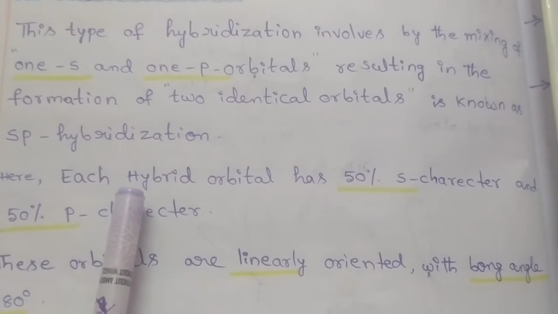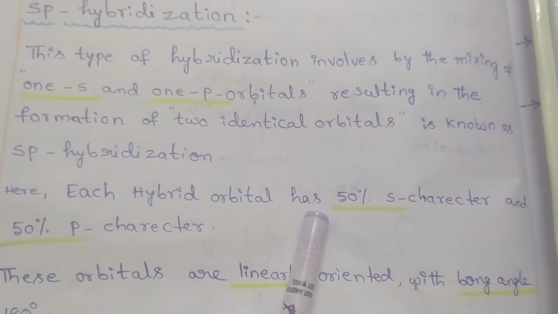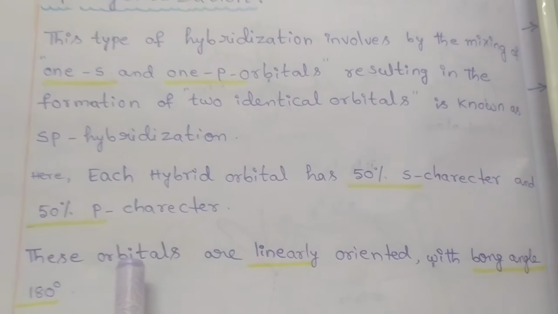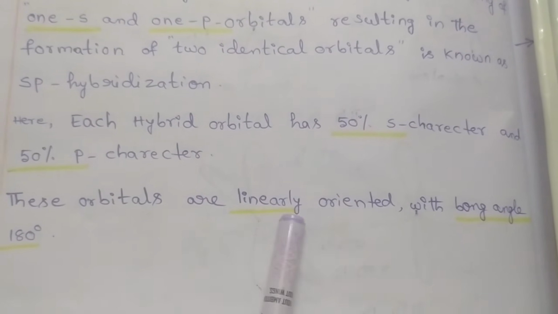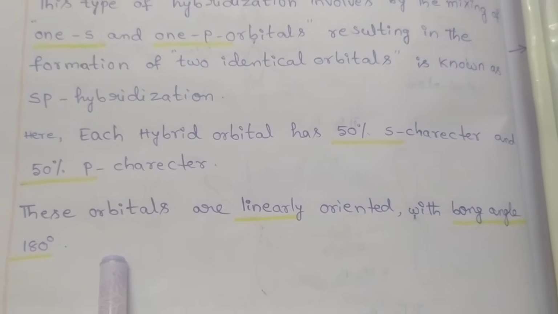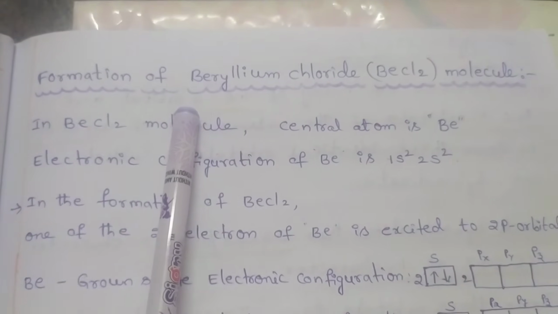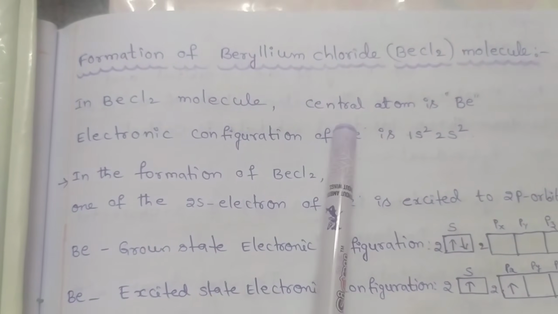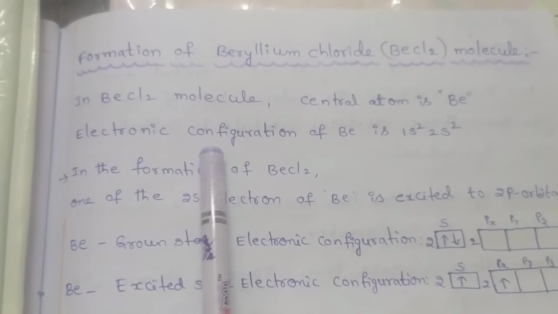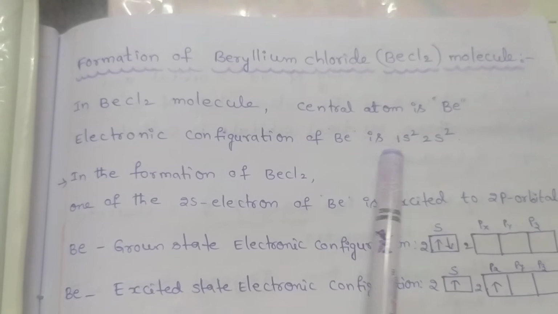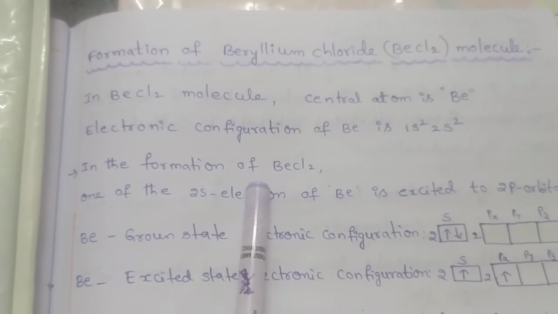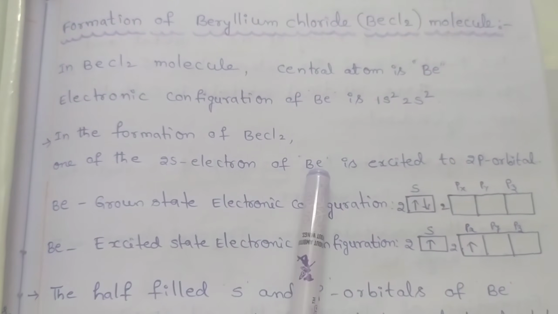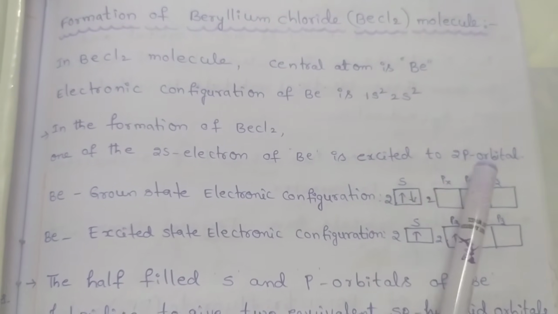In sp hybridization, each hybrid orbital has 50% s character and 50% p character. These hybrid orbitals are linear in shape with bond angle 180 degrees. Now we discuss the formation of beryllium chloride molecule. In beryllium chloride molecule, the central atom is beryllium. Its electronic configuration is 1s2, 2s2. In the formation of beryllium dichloride molecule, one of the 2s electrons of beryllium is excited to 2p orbital.